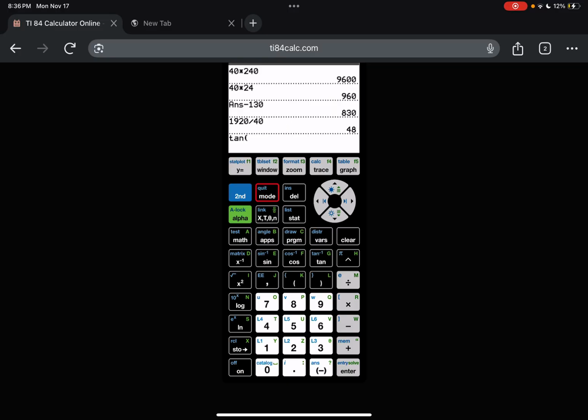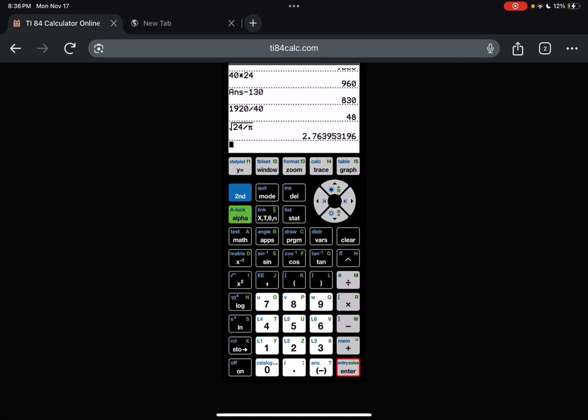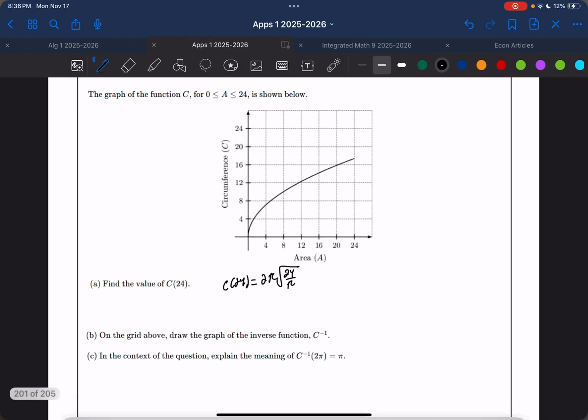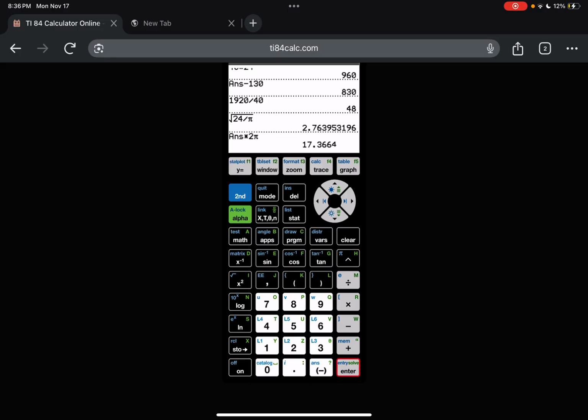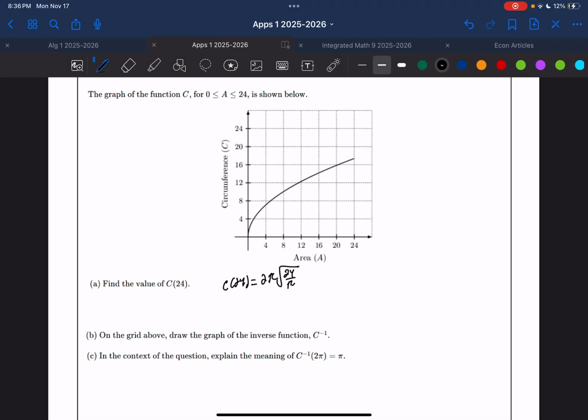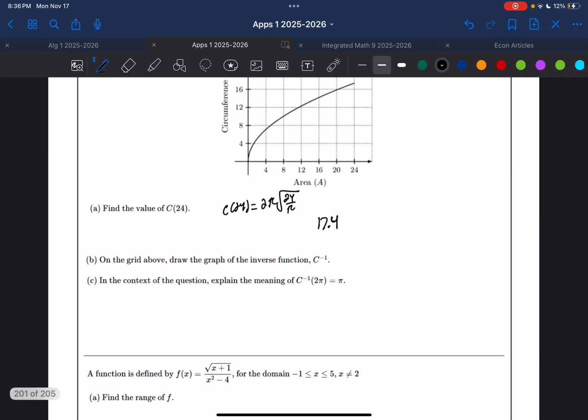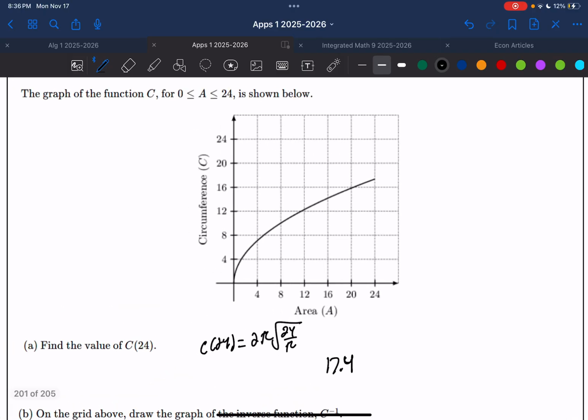So I'm going to start by doing the square root of 24 over pi. And you can do pi by doing the second-function caret button there. And that gets us about 2.7. I'm going to multiply that by 2 pi. So we get 17.4 as our value. And we want to draw the inverse function here. So remember, the inverse function occurs when we invert it, reflect it over the line y equals x. So our inverse function is going to look something like this.